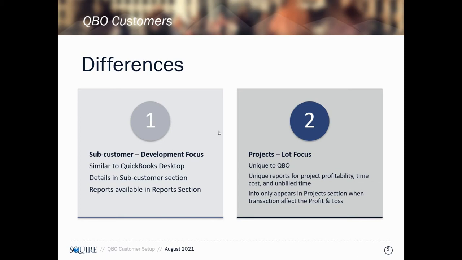Now, an important thing to keep in mind with projects is that the only information that will show up in your project section is information that you've posted to the profit and loss. So if you are using a WIP account or customer deposit account and you're posting information to the balance sheet first, and then at a later date rolling that over to the P&L, none of the information from that project will show up in the project screen until you roll it over to the P&L.